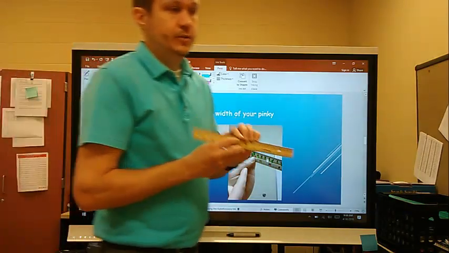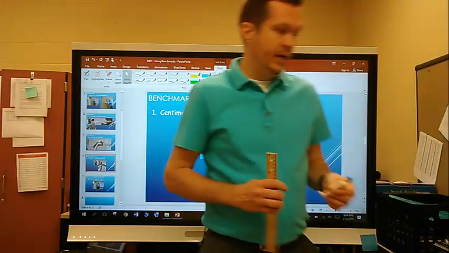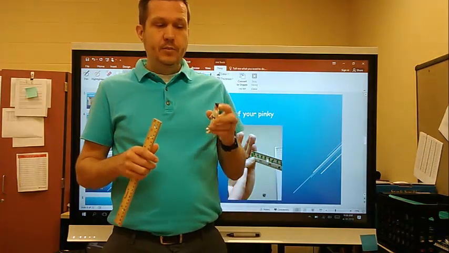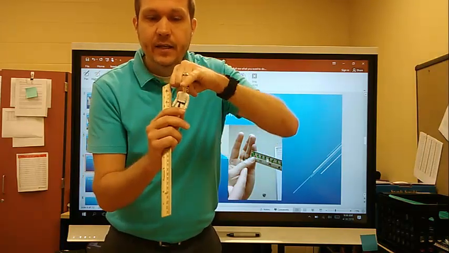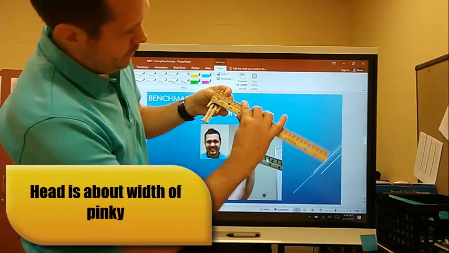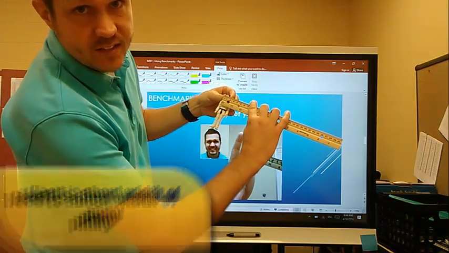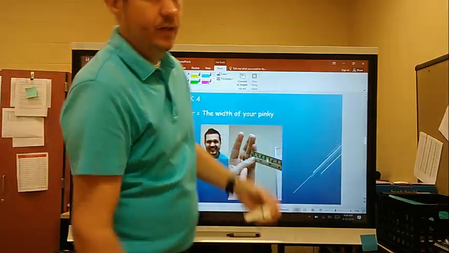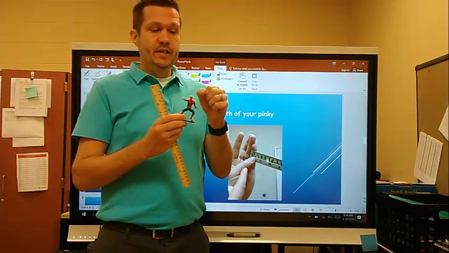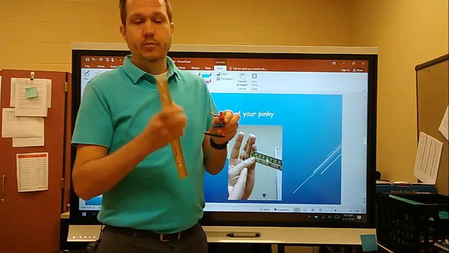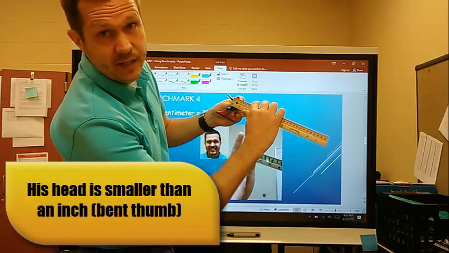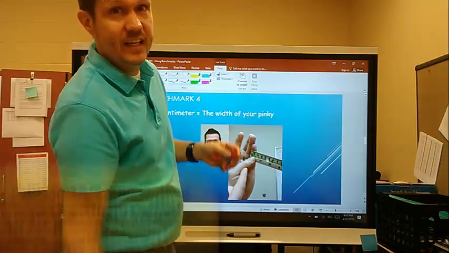So now I'm going to measure a couple items. So I know that this Karate Kid guy, I probably could measure him in inches or centimeters. But I'm just going to measure his head. And his head is about the width of my pinky. So I'm going to measure Karate Kid here. And I'm going to say that his head is about 1 centimeter. I'm going to do the same thing, and I'm going to measure Spider-Man's head. I know that his head is much smaller than an inch, but it's probably pretty close to the width of my pinky. So I'm going to go ahead and measure, and his head is also about 1 centimeter.